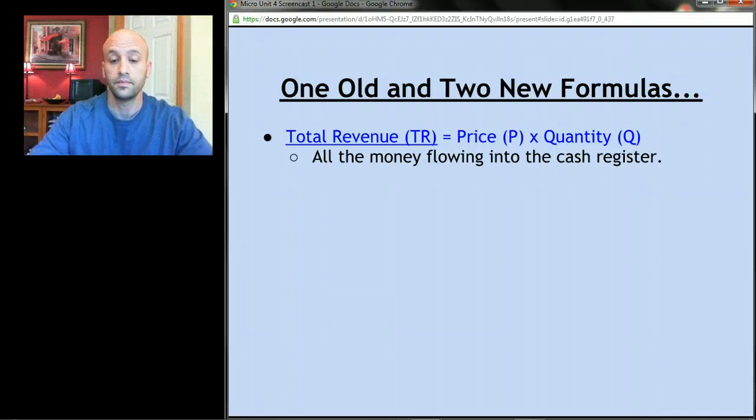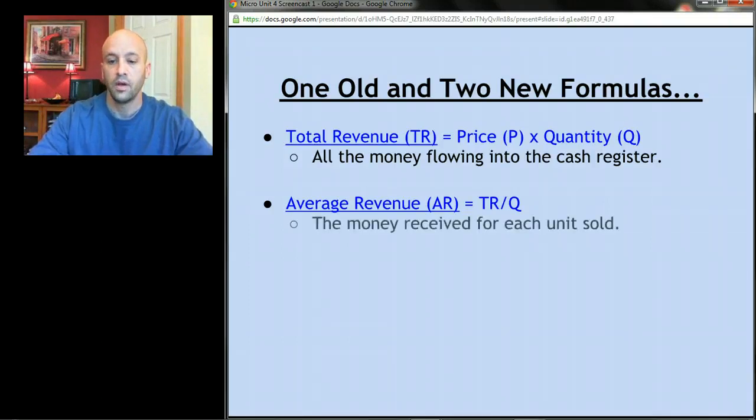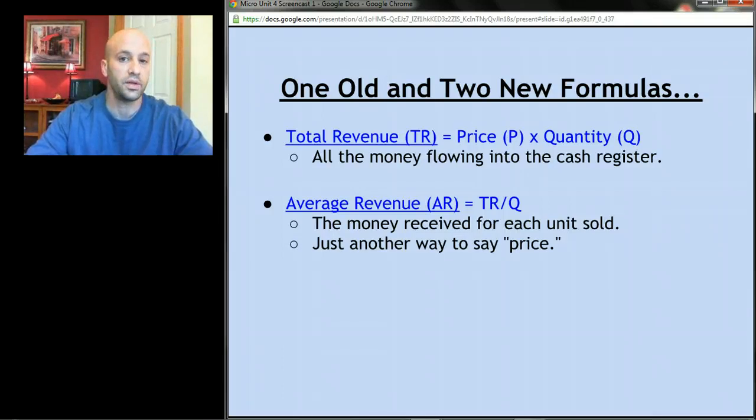That's the old formula. The first new formula is called average revenue, abbreviated AR, and it's equal to total revenue divided by quantity. Think of average revenue as the money received for each unit sold. Take all the money coming in, divide it by the quantity, and that tells you how much money you're getting for each unit. You also might come to the conclusion that it's the same thing as price. Look at the formula. And it in fact is. In fact, throughout the next 3 units, we can equate price and average revenue. They're basically synonyms of each other.